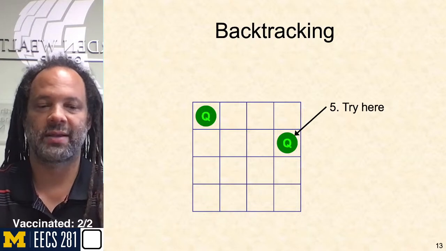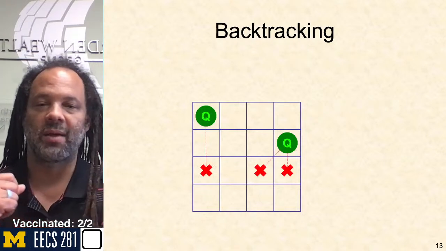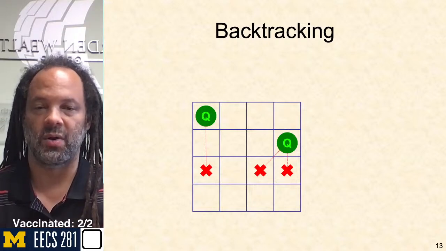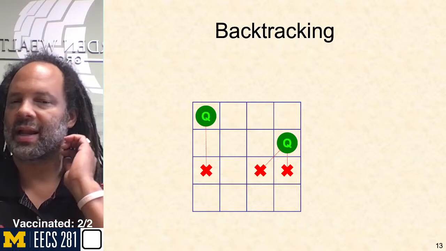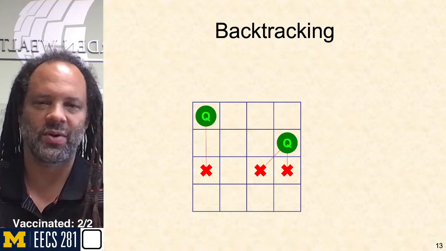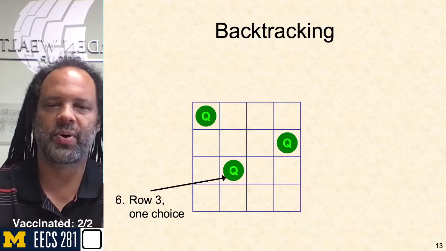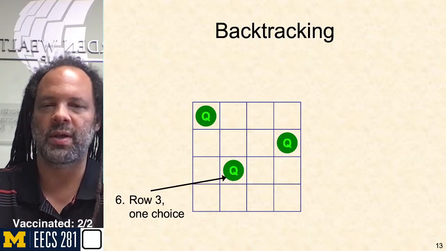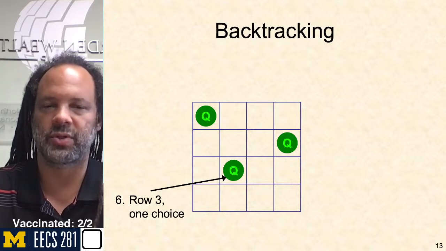I've got no threats with those two, so I can start on this third row again. First column is threatened by that queen in the first row. The second column is actually pretty clear. But this second column is available. So as I put one there, I see that now I've got 3 queens on the board in row 1, column 1, row 2, column 4, row 3, column 2.